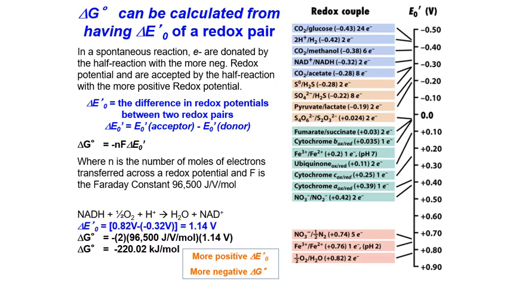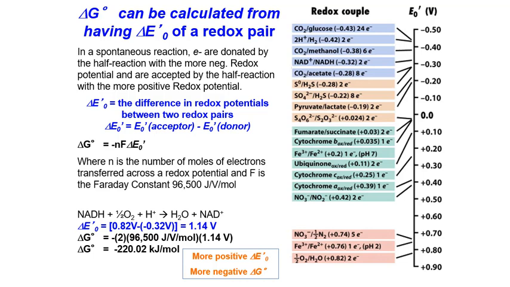So here's the answer to the question that was just posed. You have to calculate delta E first. Reducing oxygen to water has a redox potential of 0.82 volts, and oxidizing NADH to NAD plus has a redox potential of 0.32 volts. Note that I flipped the sign of the NAD plus and NADH half reaction because I was directing it in the opposite way from what it is listed here.